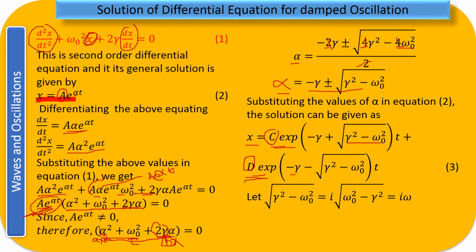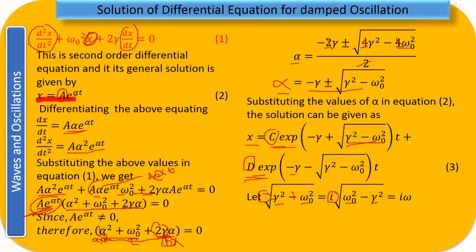Now here, let us suppose gamma square minus omega naught square equal to, now what I have done here, I have reversed the sign. So I am taking omega naught square minus gamma square. I have made this plus and this minus. It means I have to multiply by minus, and I square is equal to minus 1, right? So under root, I will equal to your I. So I can write I under root omega naught square minus gamma square, right? I hope you have understood.